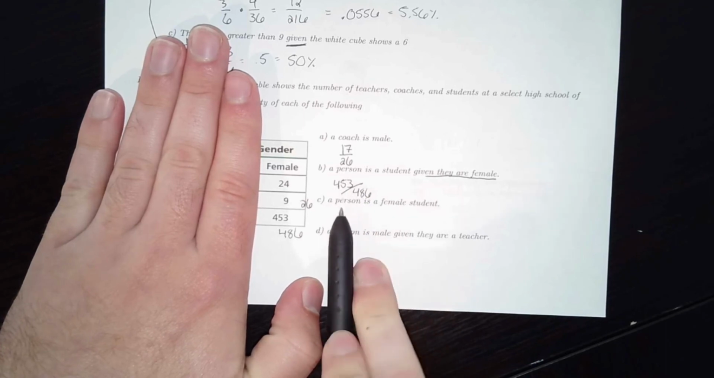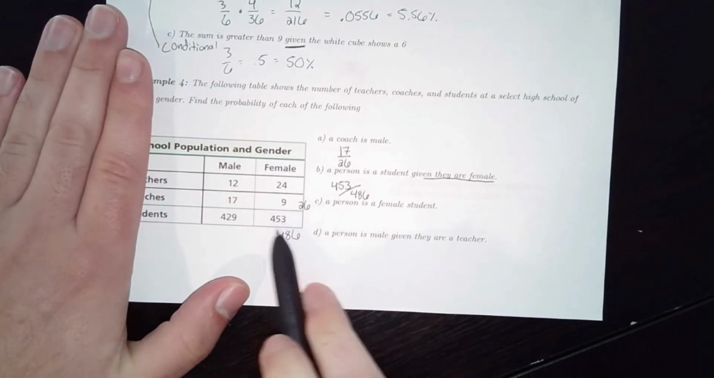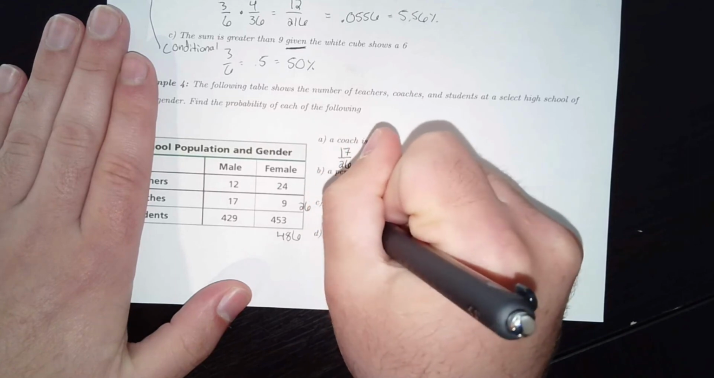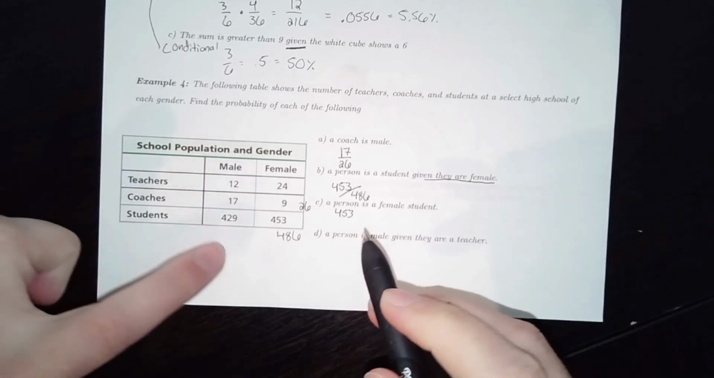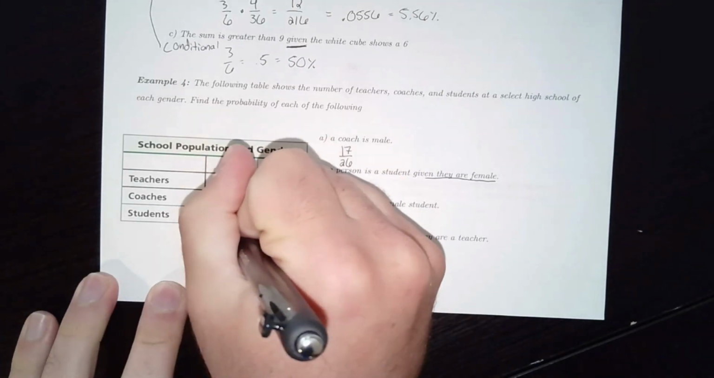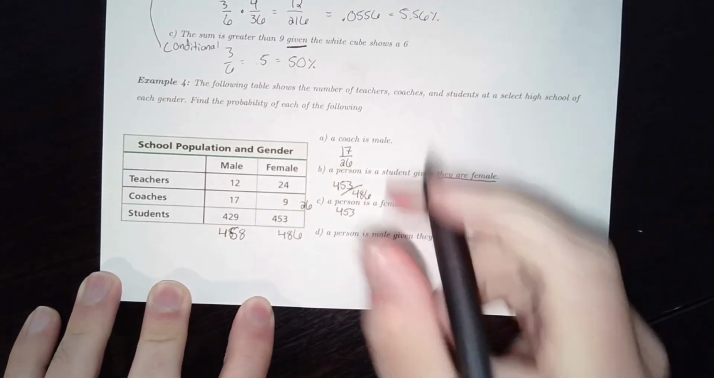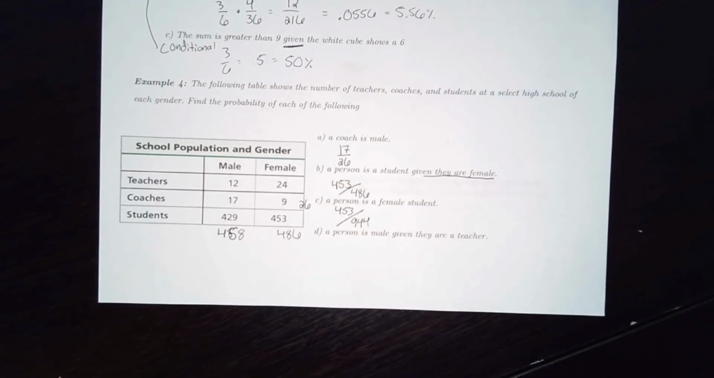Okay, that's different than just saying a person is a female student. I'm still talking about this 453. Those are my female students, but now I haven't narrowed it down to females to start. So now I'm out of everything. So I would add up all of my males here as well, which I lost that number. 12 plus 17 plus 429 gives me 458. And if you add those two together, you get 944. So my total here is out of everyone, which is 944.